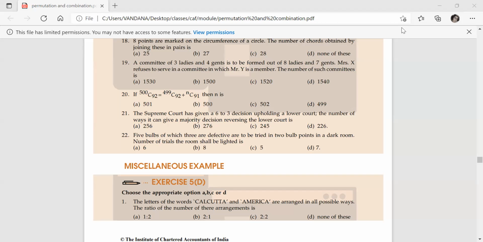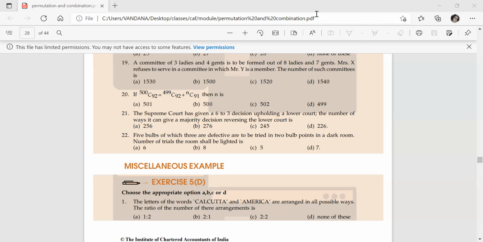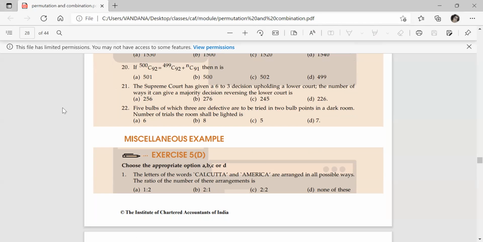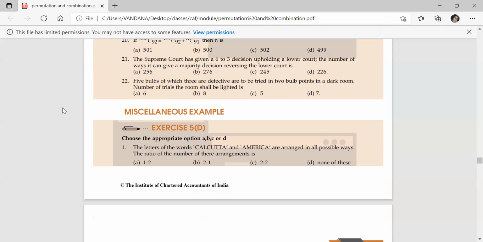मिसलेनियस एग्जाम्पल 5D। ये बहुत ज्यादा एप्लीकेशन बेस्ड है। हम लोगों ने जो सीखा है परम्यूटेशन कॉम्बिनेशन में, उसी का एप्लीकेशन है ये। The letters of the word Calcutta and America are arranged in all possible ways. The ratio of the number of their arrangements is.